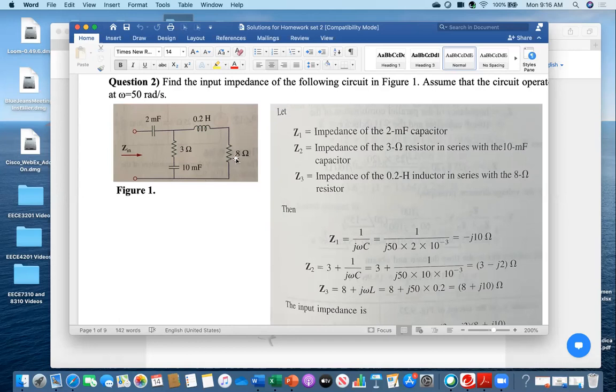Now this one, this is 8, this is fine, but you have to convert this one into phasor domain, which is j omega L.